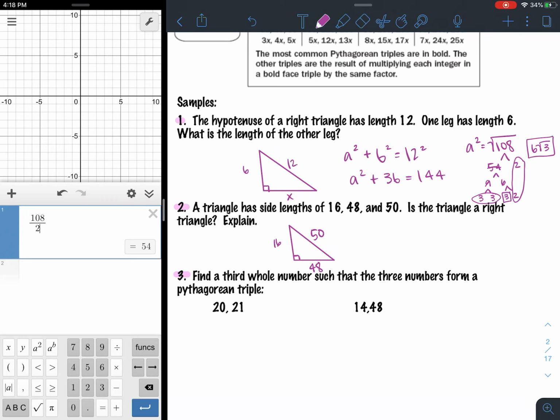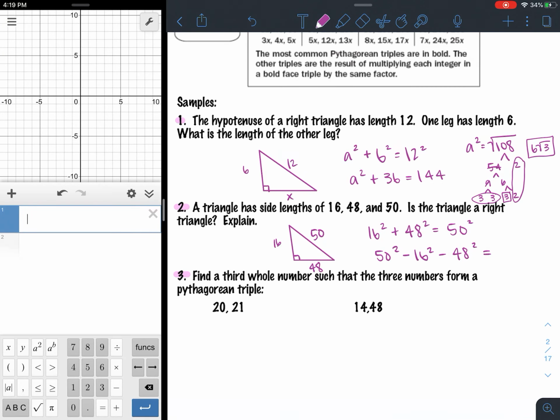Ideally, if this is a right triangle, then when I do 16 squared plus 48 squared, that will give me 50 squared. One of the easier ways that I do this is that if I take 50 squared and subtract away the two of them, then if this is 0, our sides balance out and we have a right triangle.